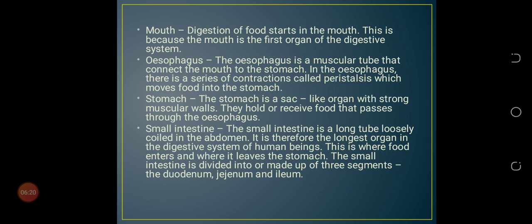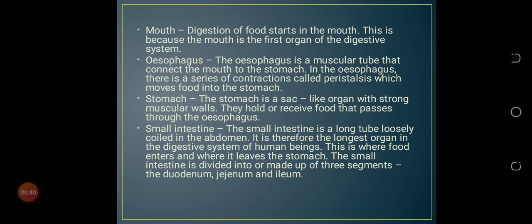The small intestine is made up of three segments: the duodenum, the jejunum, and the ileum. So the small intestine is divided into what? Three segments. We have the duodenum, the jejunum, and the ileum.